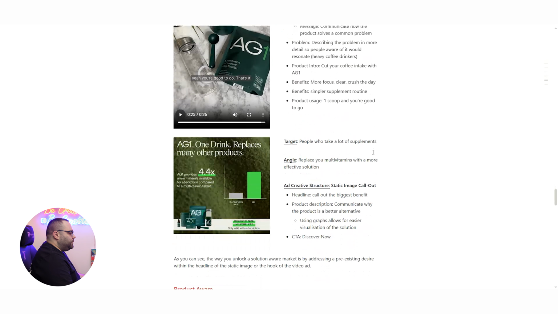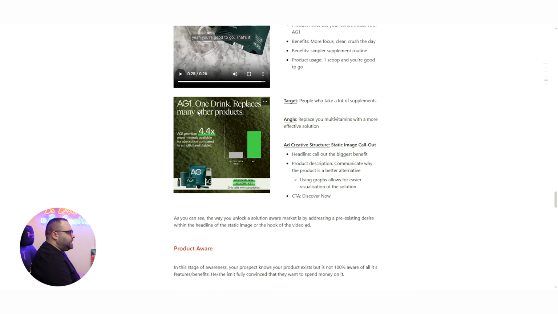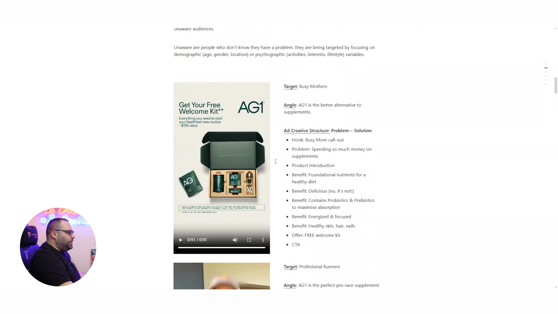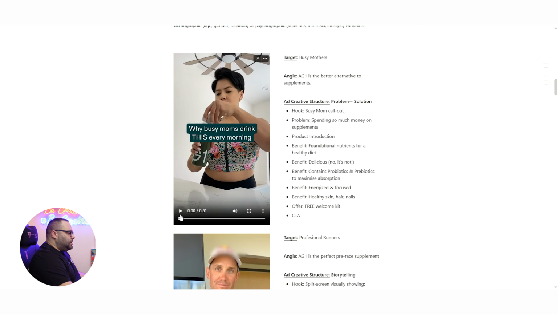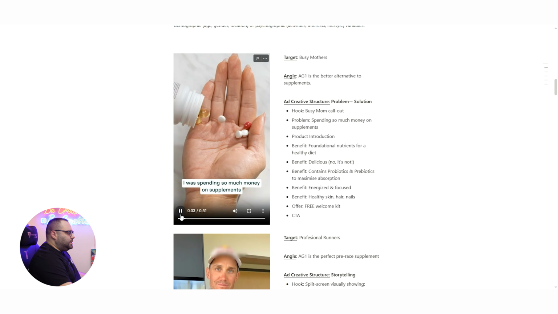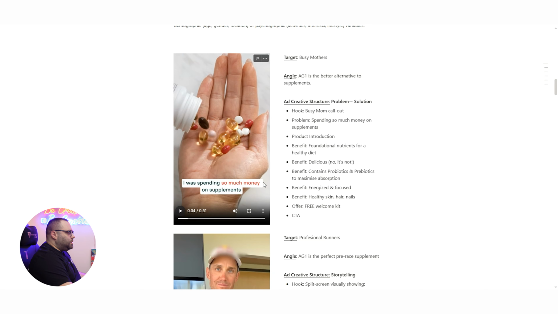Cool. So we have another one. Easy months, one drink replaces many other products, and people who take a lot of supplements also. Okay, you take pills. This is something that they have mentioned also in the first video over here. Do you see the pills over here? Look, it's going to have the pills. You see, it's so much money on supplements.